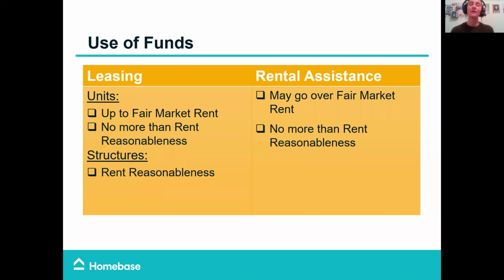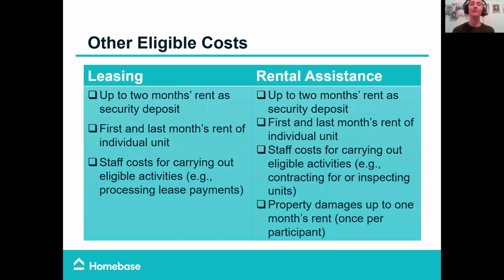So the next slide gives us a little bit more information about what exactly you can pay for. So clearly you can pay for rent. That's sort of the basic thing. On a leasing project, you're paying the rent on the lease that the project has, that you as the provider have. And then for rental assistance, you're paying some portion of the rent that the client is responsible for to the landlord. But in addition to just paying rent, both leasing and rental assistance have some other things that you can pay for.